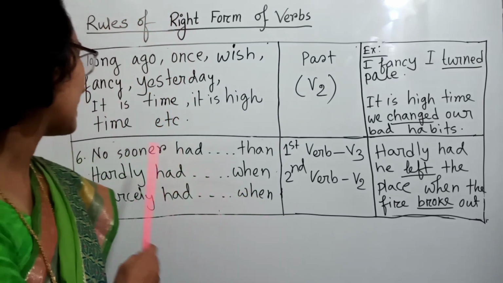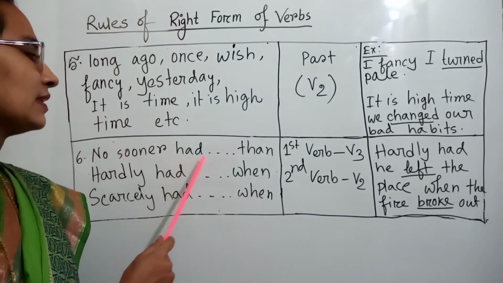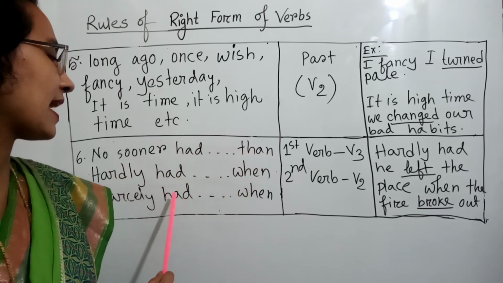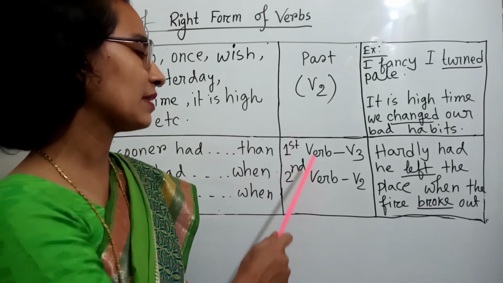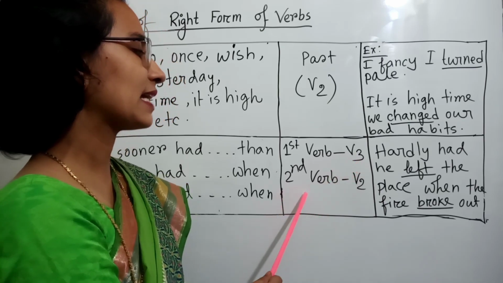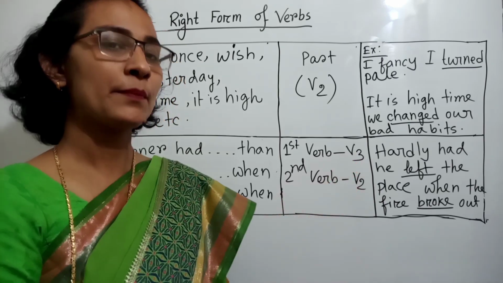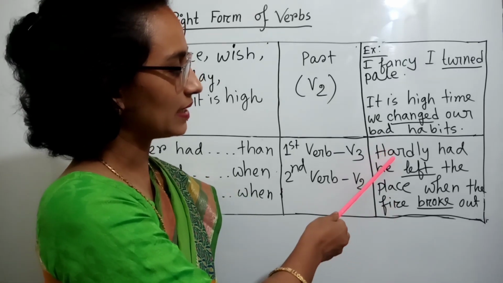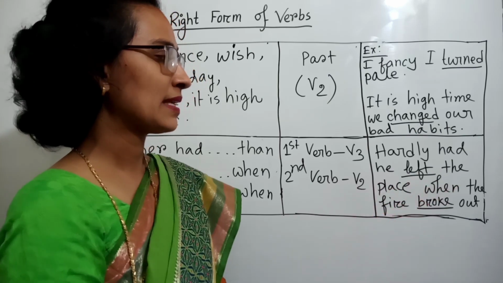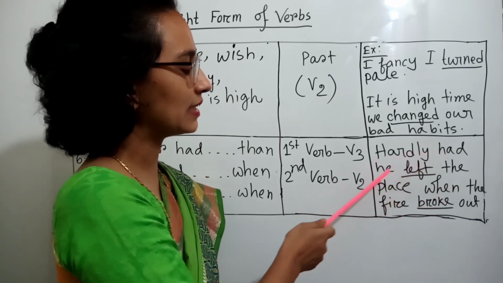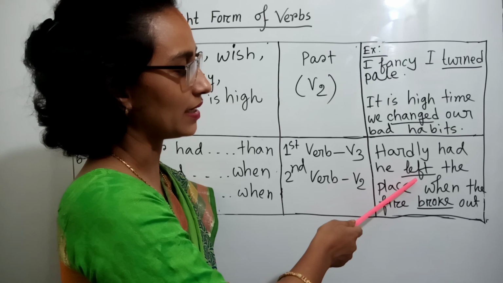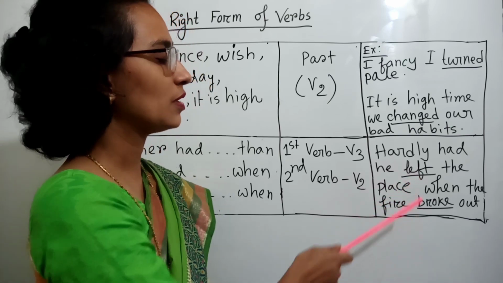Then number 6: if you see no sooner had ... than, hardly had ... when, or scarcely had ... when, in that case the first verb will be the V3 form, that means the past participle form, and the second verb will be the V2 form, that means the past form. The example is: hardly had he left the place when the fire broke out. After hardly had, the subject is he, and after the subject I wrote verb 3, that means the past participle form of the verb.